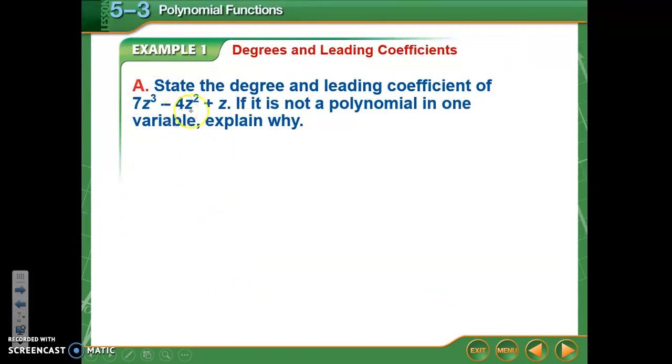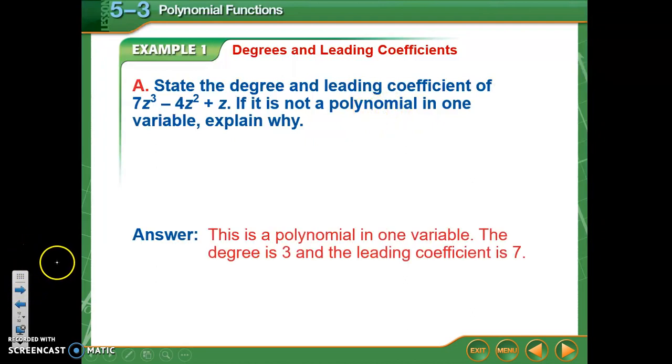So let's look at this expression, 7z cubed minus 4z squared plus z, and we're going to talk about the degree and the leading coefficient. If it is not a polynomial in one variable, we're going to explain why. Well, in this case, this is a polynomial in one variable. The only variable is z. There are no variables in the denominator, no variables with negative exponents, no variables under square roots. So here the degree is 3 because that's the largest exponent, and my leading coefficient is the coefficient of that term, which is 7.